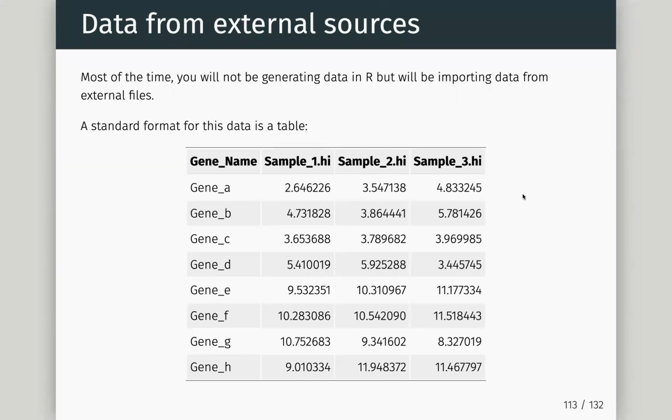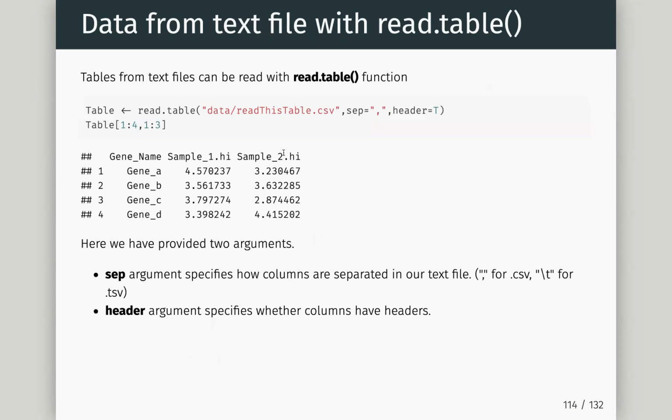So this is what a table typically looks like. You'll have column titles, right? These might be your sample one expression. And you'll have maybe a column which gives you the row names, and maybe you'll have a title there as well to tell you these are gene names. So this is what we typically deal with when we're trying to bring data into R.